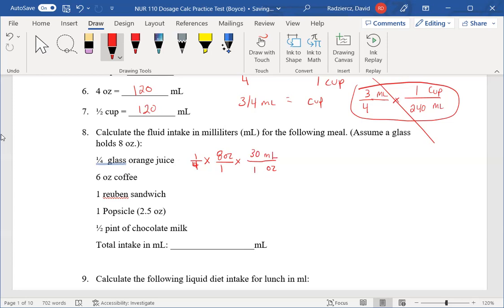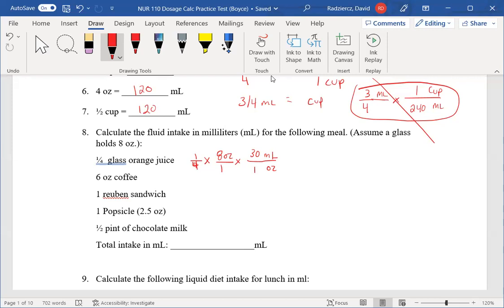Another way of doing this is if you just sit there and think about 1/4 of a glass. So what's 1/4 of 8? Well, a fourth of 8 would be 2, because 2 plus 2 is 4, another 2 is 6, another 2 is 8. So it's broken up into fourths. Or I could take 8 divided by 4, gives me 2.